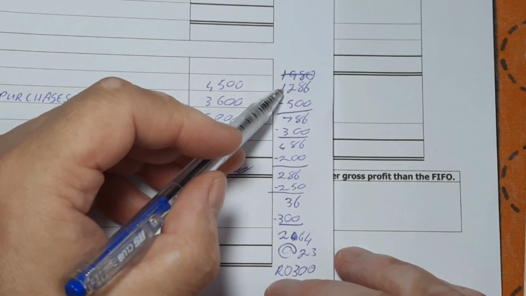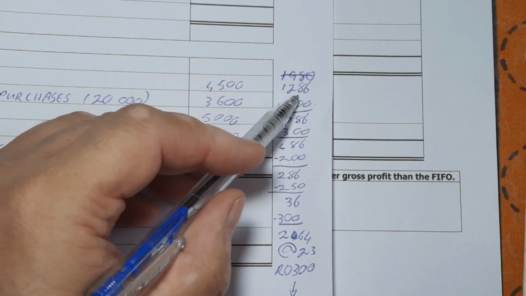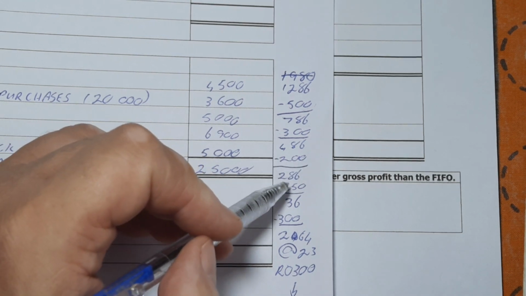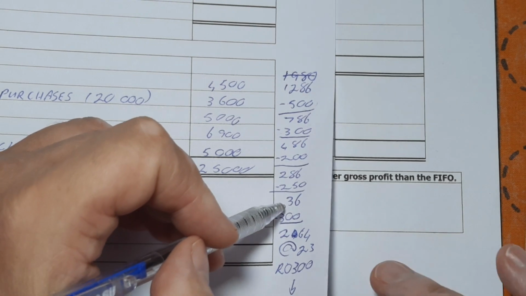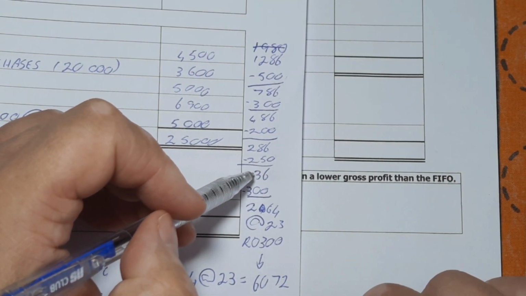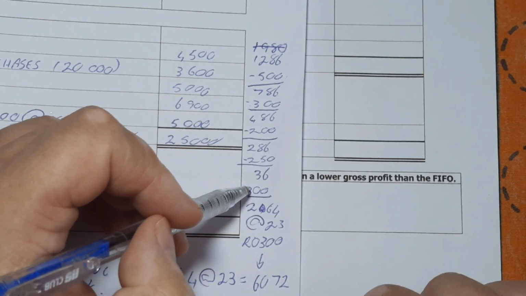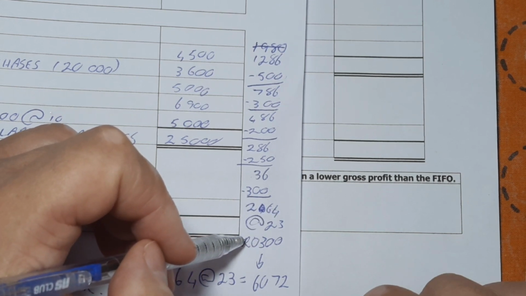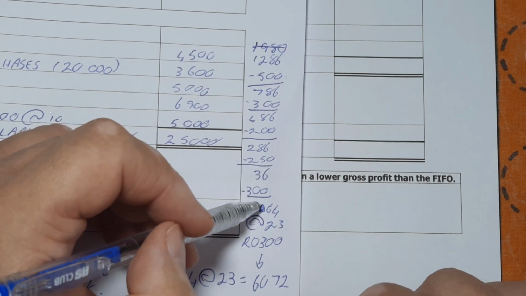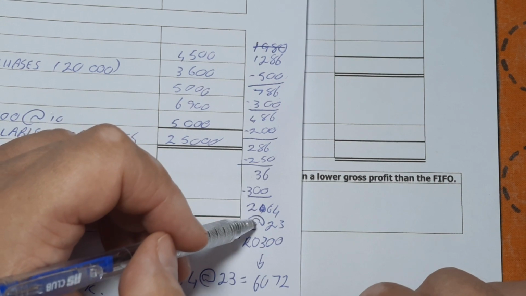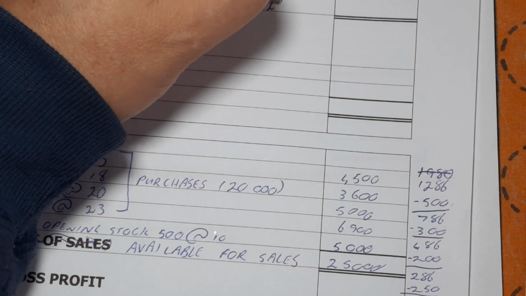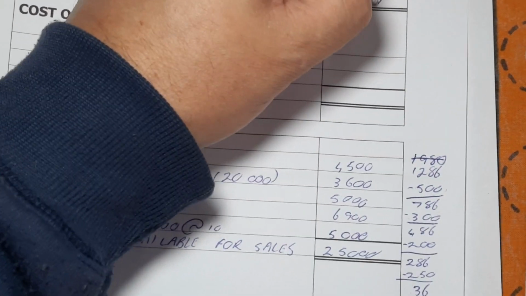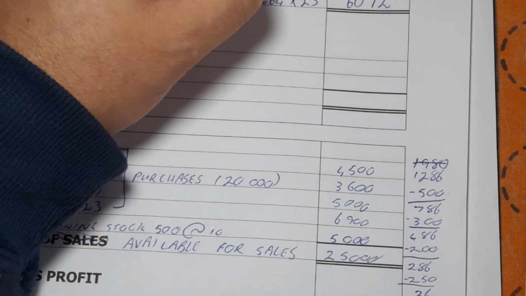Just to reiterate, we sold 1,286. We first sold off our opening stock. We sold off our first purchase. We sold off our second purchase. We sold off our third purchase. We were left with 36 units that we still sold. So we purchased another 300 units, but of that we only sold 36. So what is left over is 264 at 23 Rand per unit, because that's part of the units that's left over. So the total value of stock unsold must be from the last purchase. So that would be the 264 units times the 23 Rand a unit, and that gives us 6,072. So that would be our closing stock.